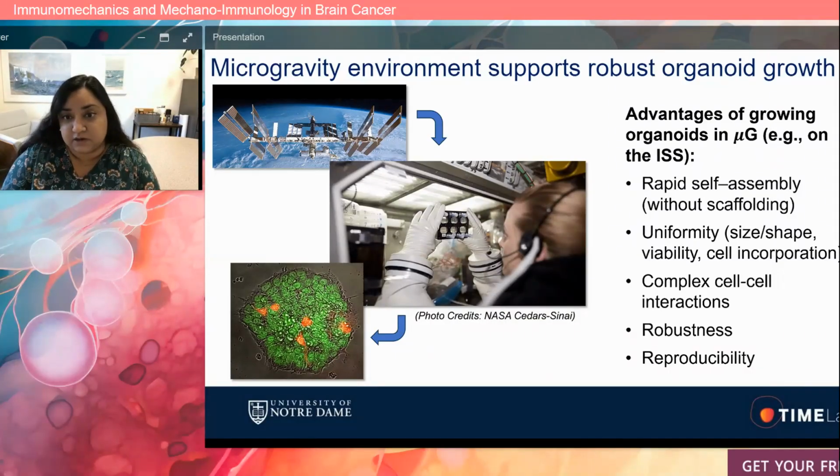And there are multiple advantages here of growing these organoids in microgravity. First of all, the self-assembly of these organoids is rapid. It doesn't require external scaffolding like that agarose gel that I showed you on previous slides. You get much more uniform organoids in size, shape, viability, the incorporation of those cells. We really need them to be uniform if they're going to replace, let's say, a mouse model that are genetic clones of each other. You can have much more complex cell-cell interactions and better robustness and reproducibility.